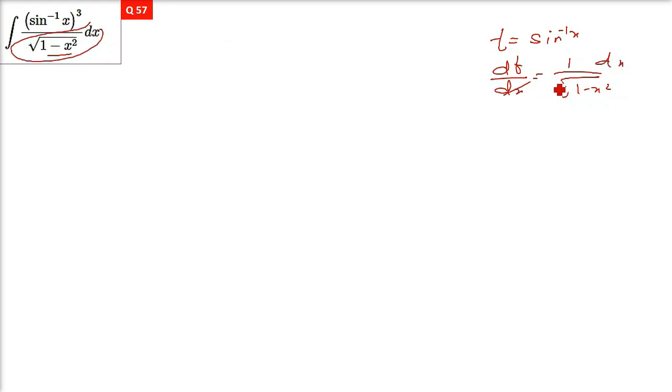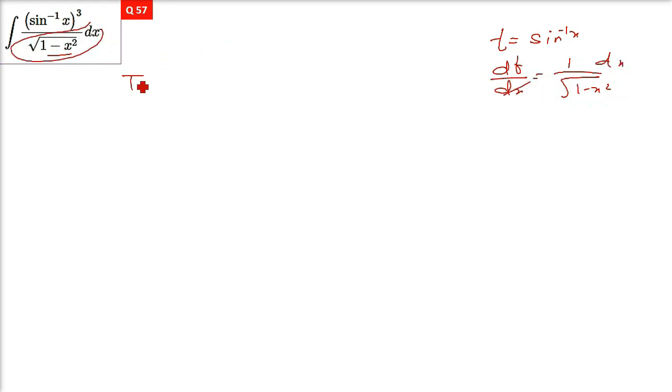Sine inverse x whole cube divided by under root 1 minus x square. Sine inverse x differentiation will directly give us 1 by under root 1 minus x square. There is no catch in this question. So just assume t equals sine inverse x, differentiate it, you will get 1 by under root 1 minus x square. Dx goes on the right hand side. So this whole is dt.